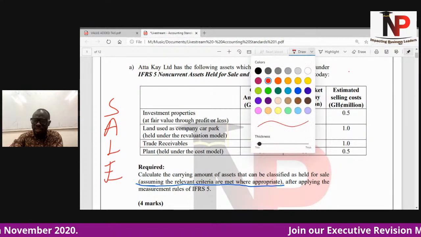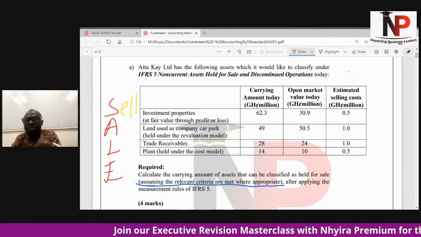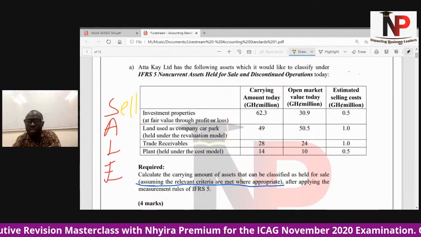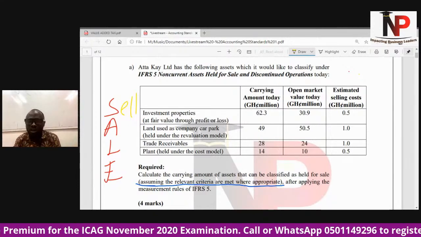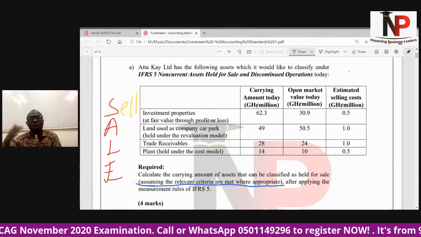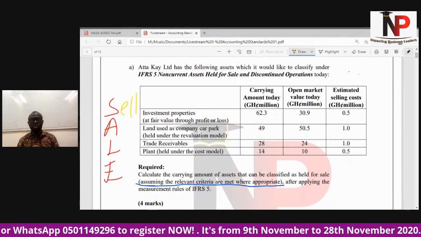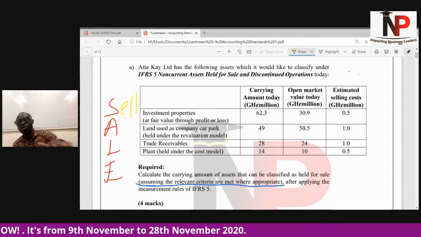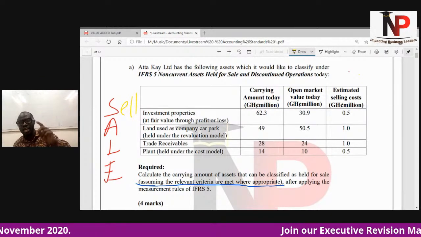The S here simply means sell. So management must have an intention to sell the assets. That is the first recognition criteria. Management must decide that, hey, we want to sell this asset, or we want to discontinue this operation. We cannot continue producing this product any longer. We cannot continue to run this division any longer. So we want to sell the division, we want to sell the asset, or we don't want to use the asset any longer.